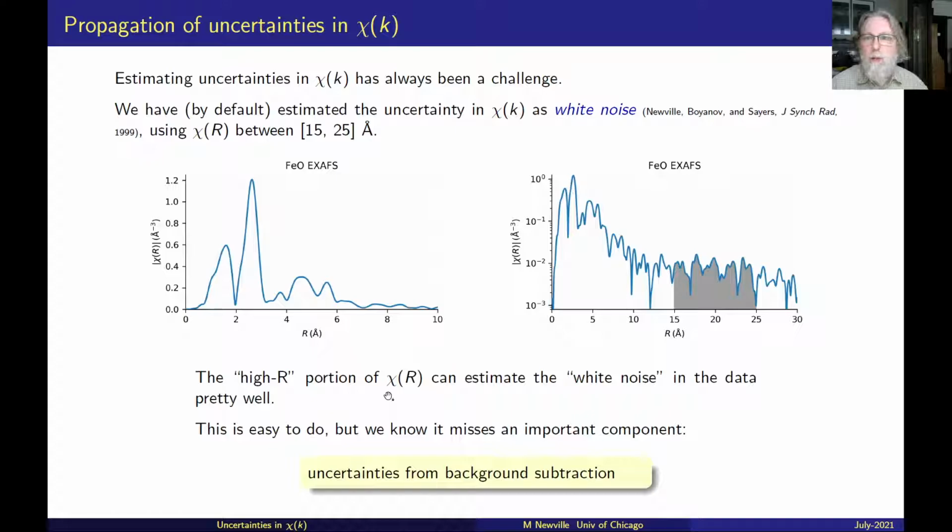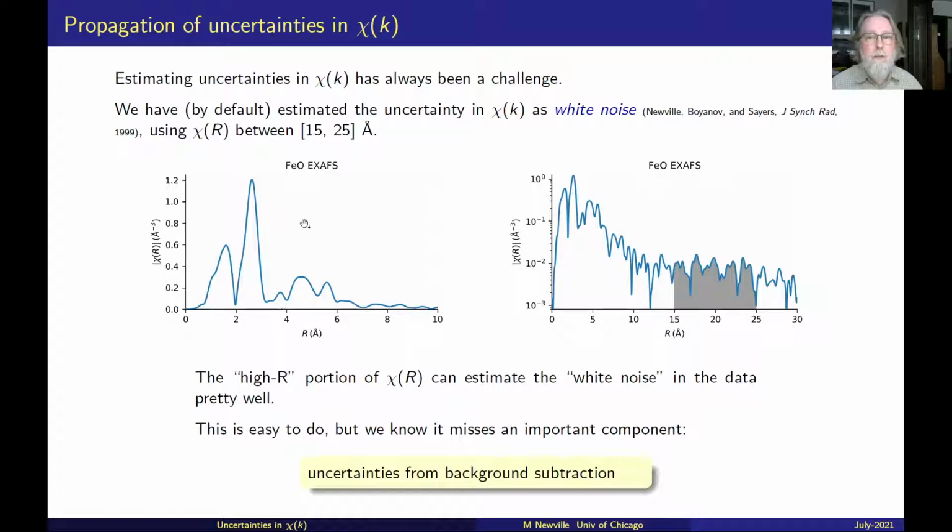And so we used to do this; this used to be the only way we estimated noise. This is easy to do, and we do this regularly. But we also know that it misses an important component of the noise, which is to say the uncertainties in the background subtraction. When I showed the background subtraction in the processing video, or if you look at the demonstrations for that or play with the data yourself, you'll see that as you change the background parameters, you can change the data, especially in the low R region of the spectrum, significantly. And we really ought to account for that.